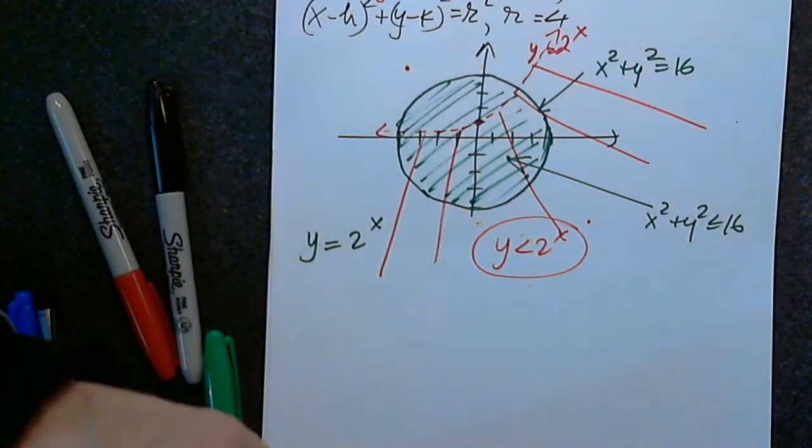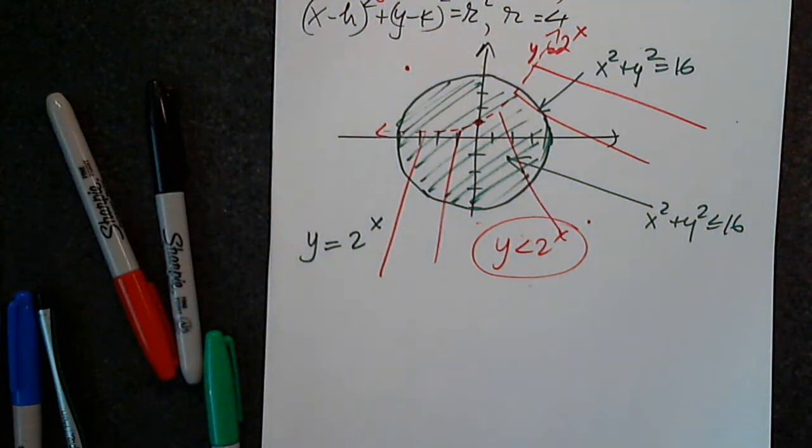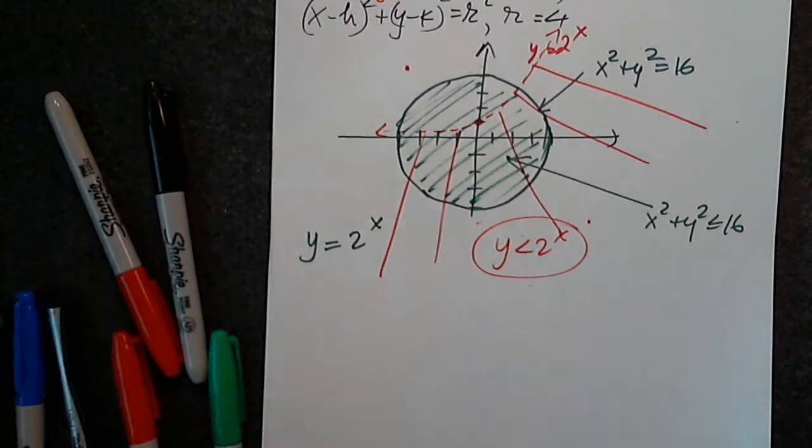Very good. Now we want to solve the system. I don't care for the green area. I don't care for the red area. I care for where they both have ordered pairs that verify both inequalities. So where do I pick? What do I pick?